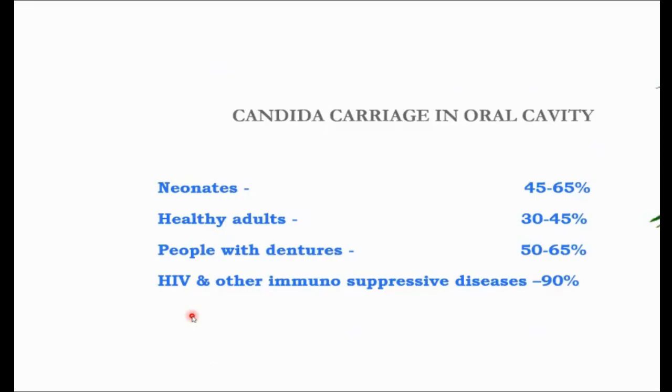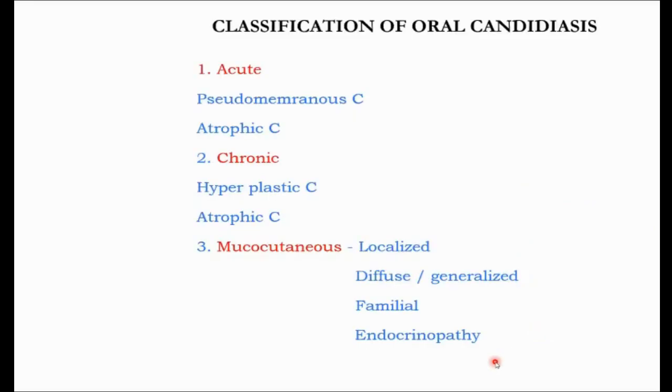So Candida carriage in the oral cavity, in the case of neonates, is about 45 to 65%. In healthy adults, it's 30 to 45%. People with dentures have quite a high rate, 50 to 65%. And in HIV and other immunosuppressive diseases, it is 90%. Why is it seen in neonates? Neonates and newborns, the immune system is still not very well developed. Okay, they're still very weak, the newborn. So it's quite easy for them to have more fungi compared to people who have a developed immune system.